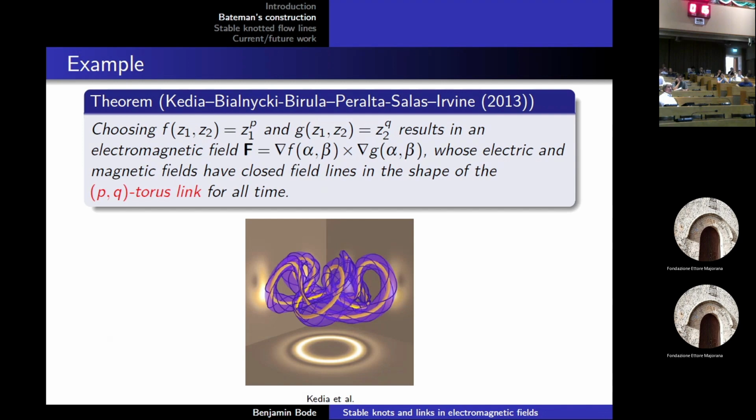Those of you who know about the Hopfion by Rañada, this is a special case of this. For the Hopfion, the electric and the magnetic field have the property that all of the field lines are closed, and any pair of them form a Hopf link. And you get the Hopfion by choosing P and Q equal to 1.